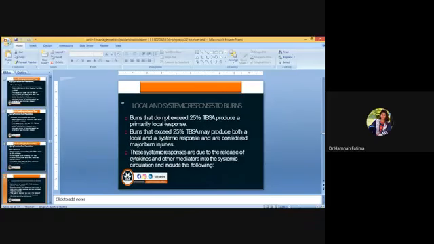Local and systemic responses to the burn. Burns that do not exceed 20% total body surface area produce a primary local response. Burns that exceed 20% produce both systemic and local responses and are considered major burn injuries. The systemic responses are due to the release of cytokines and other mediators into the systemic circulation and include the following.